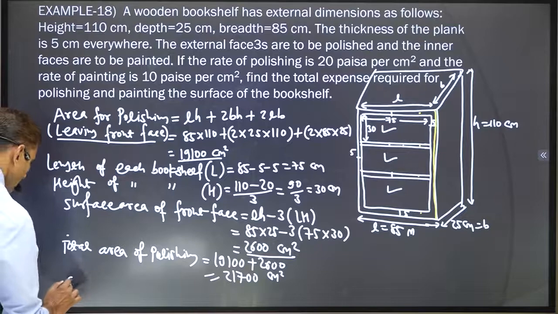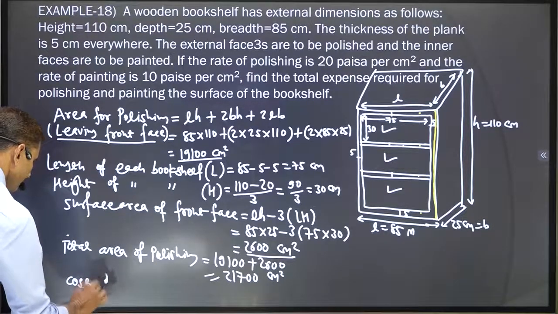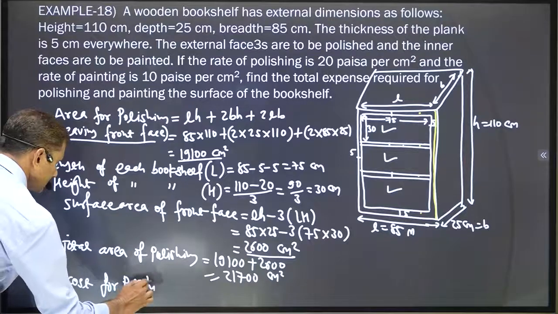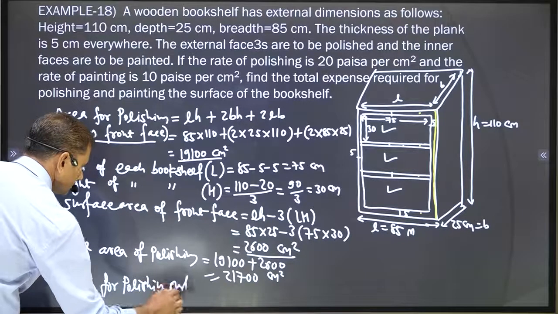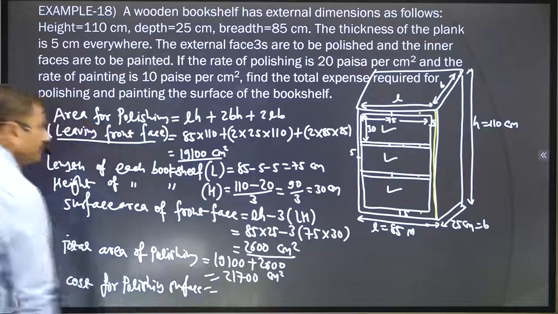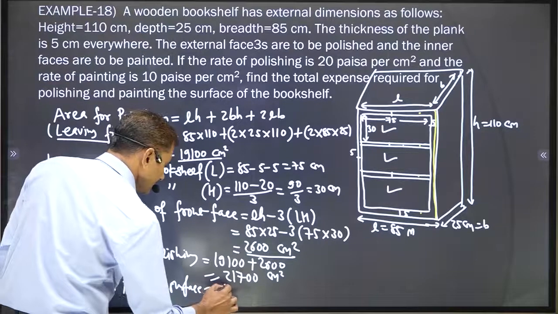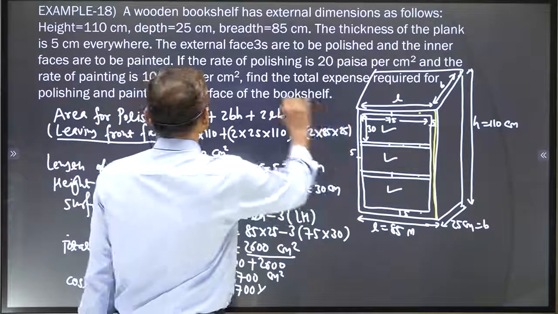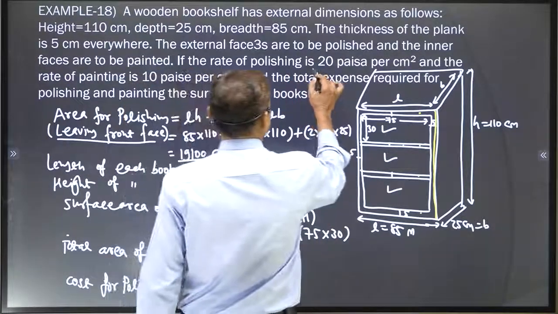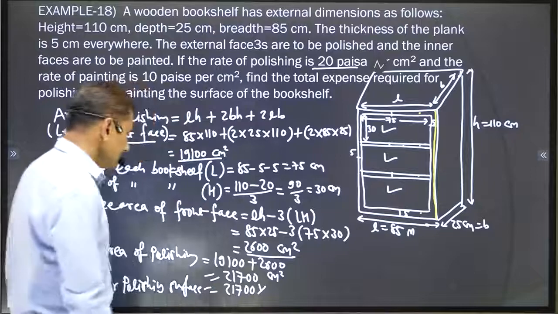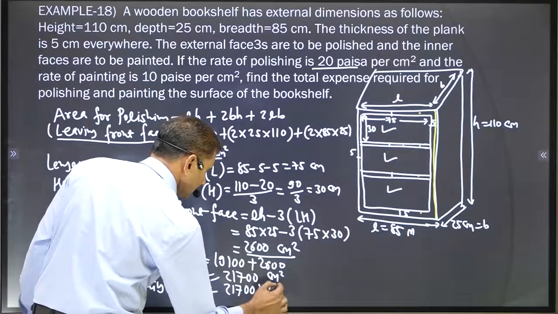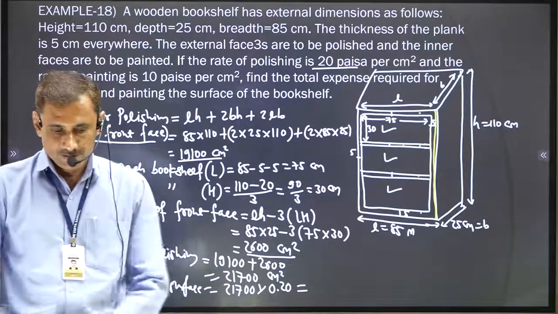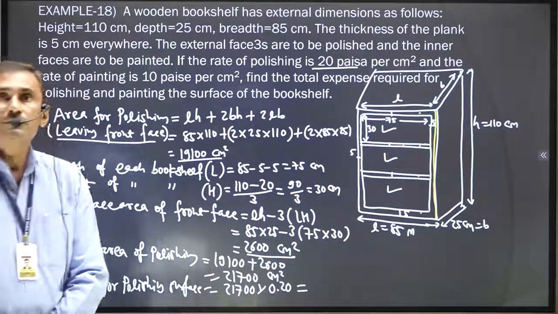Okay. Now the cost for polishing the external surface will be 21700, sorry, 21700 into, look here, the rate of polishing is 20 paisa. So we can say 0.20. So the final answer will be in rupees. Okay. So again multiply it. So it will be 4340 rupees.